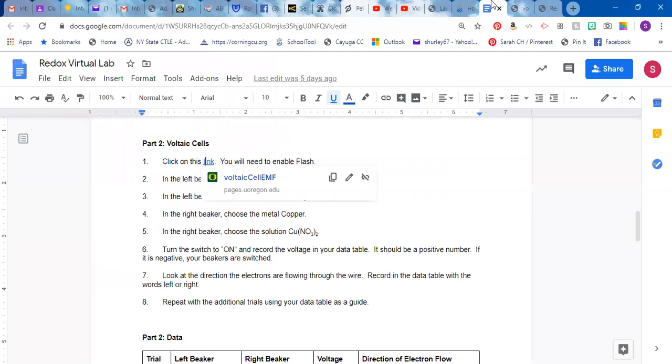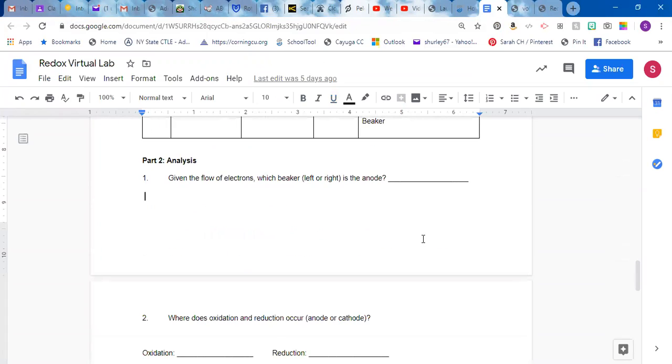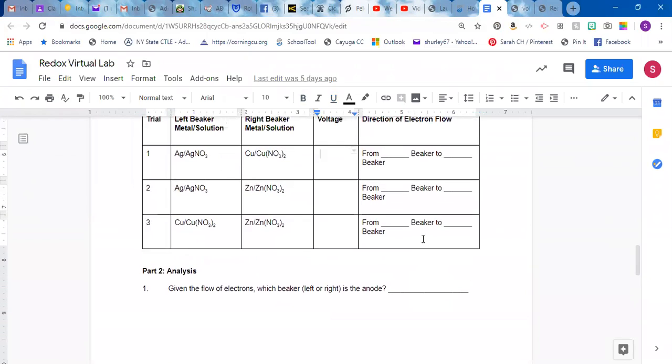Okay, so back to the lab sheet. In your data table, I gave you what should be on the left and the right. So I just did trial 1 with you. So you're going to record the voltage and then the direction of the electron flow. Trial 2, these are the metals and the solutions you should pick for each one, and do the same thing, voltage from what to what.